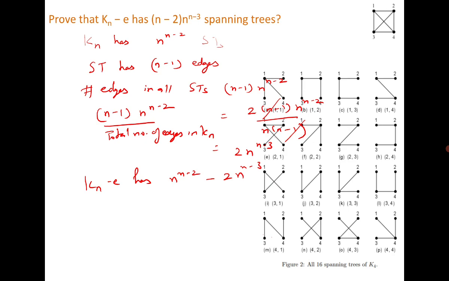To verify it, simply try it. To better understand this, simply try it with K4. You can see that 16 spanning trees are there. Each one has 3 edges, so a total of 48 edges are involved. 48 divided by 6, because K4 has 6 edges, gives you 8, and then you need to subtract 8 from the total number of the spanning trees. So this is how you can verify this result.